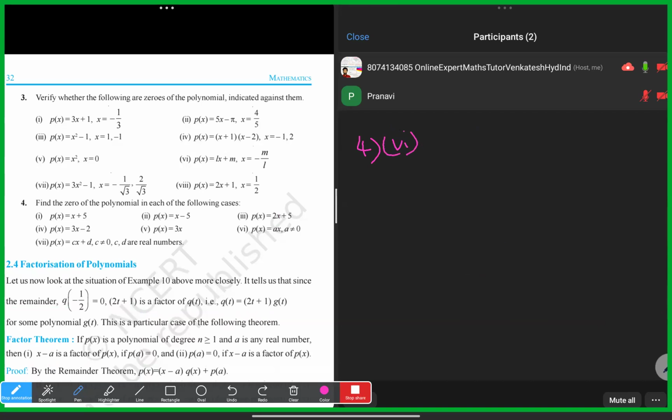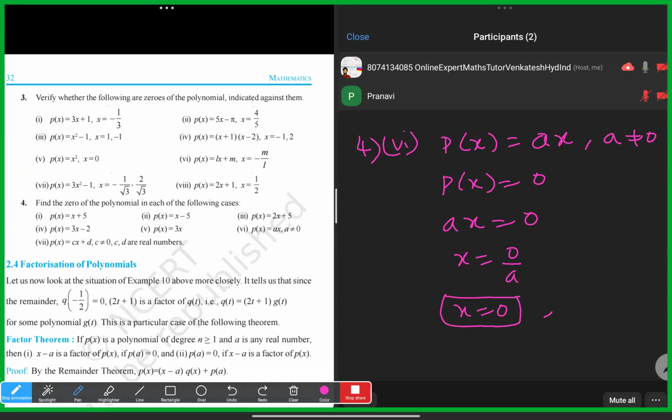So the sixth one, similarly, is also ax only. Here a not equal to 0 is given, because if a is 0, this polynomial will not remain a linear polynomial. Yes, sir. So now equating p of x is equal to 0 to find out the zero of the polynomial. ax is equal to 0, so x is equal to 0 by a, so x is equal to 0.